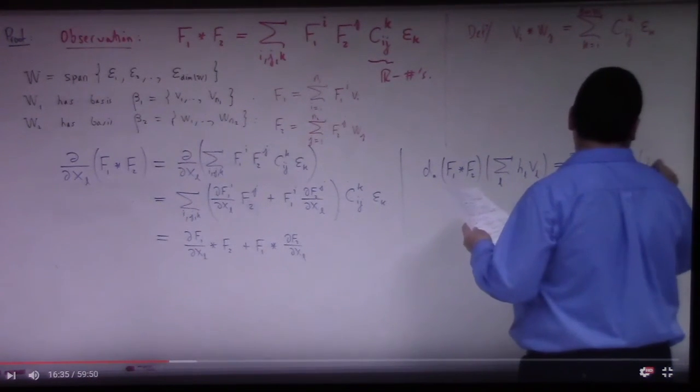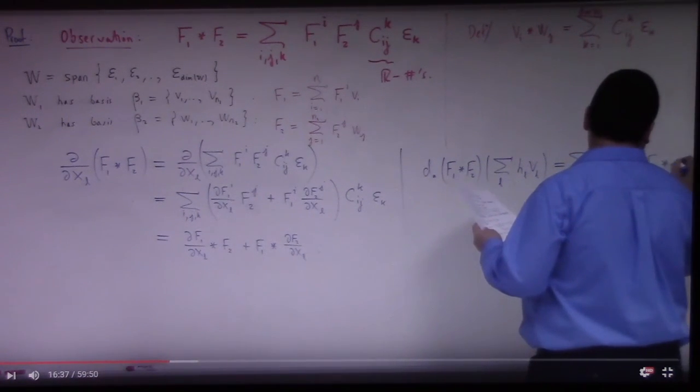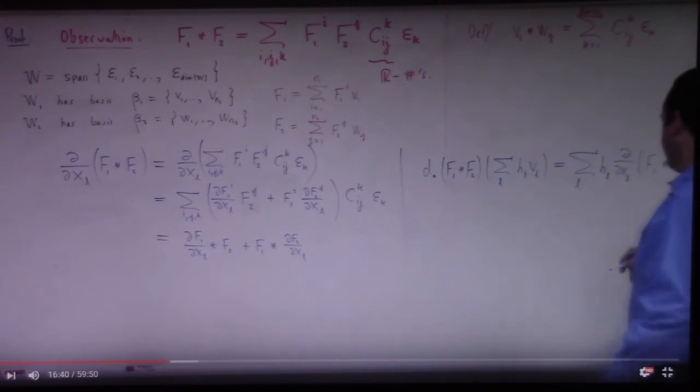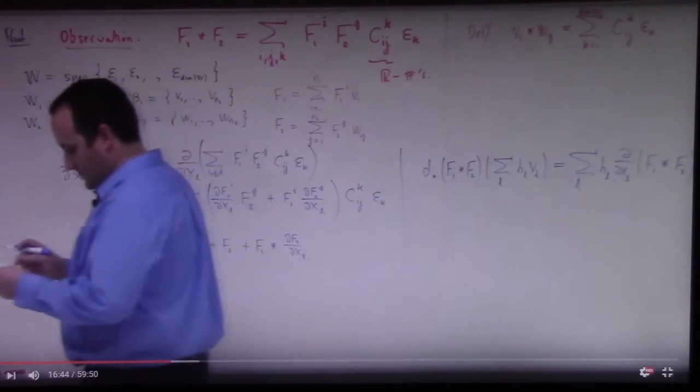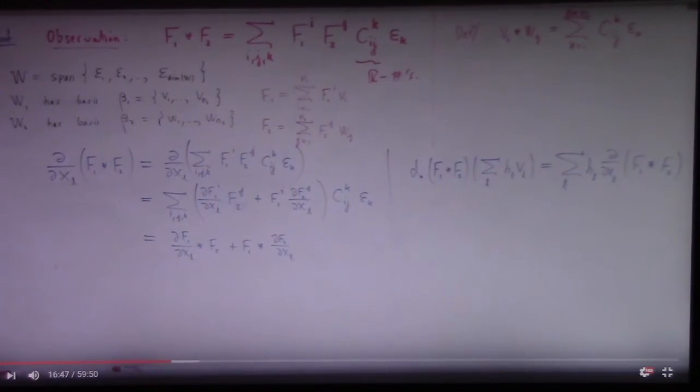We can't do fg prime plus gf prime, or we can't do f prime g plus g prime f. Like, that won't work. You're going to have to keep them in order.